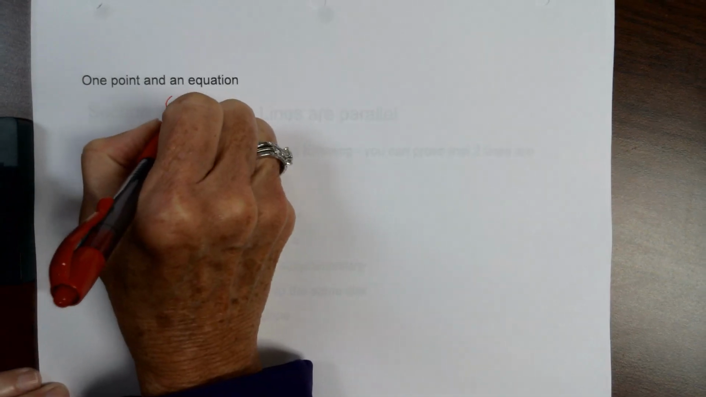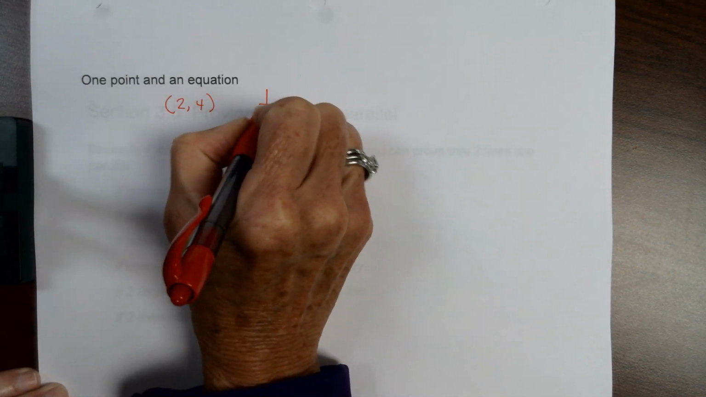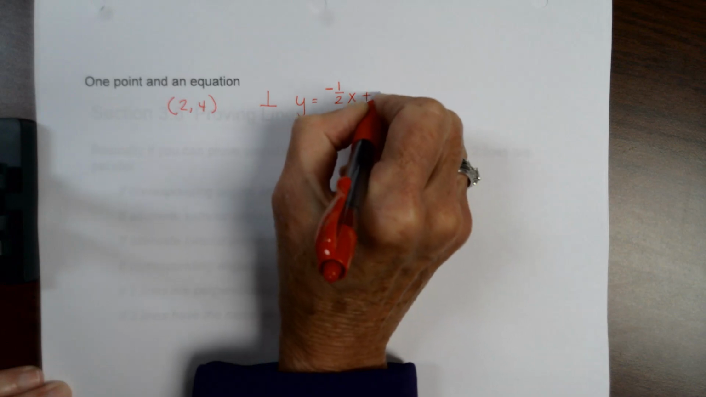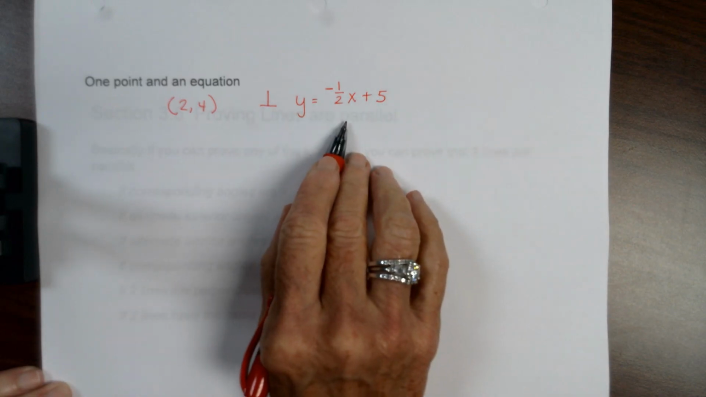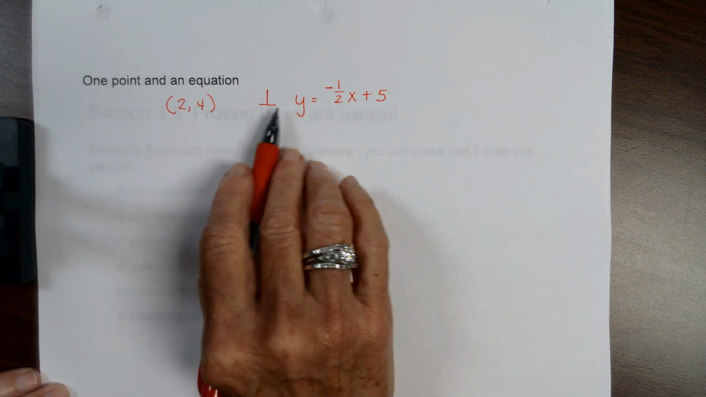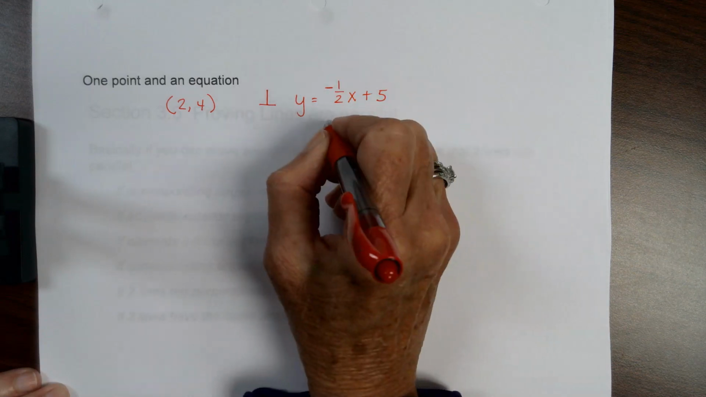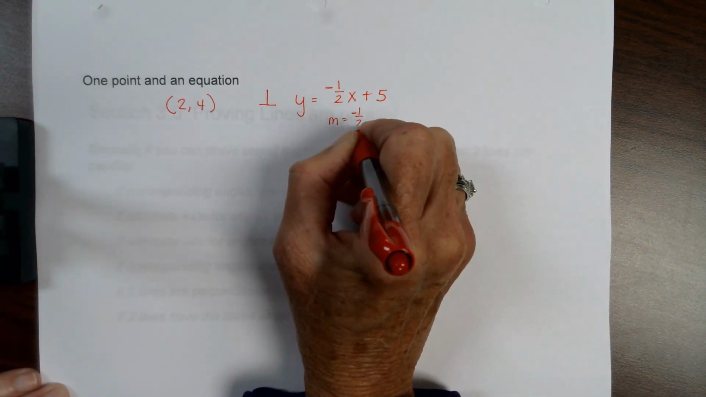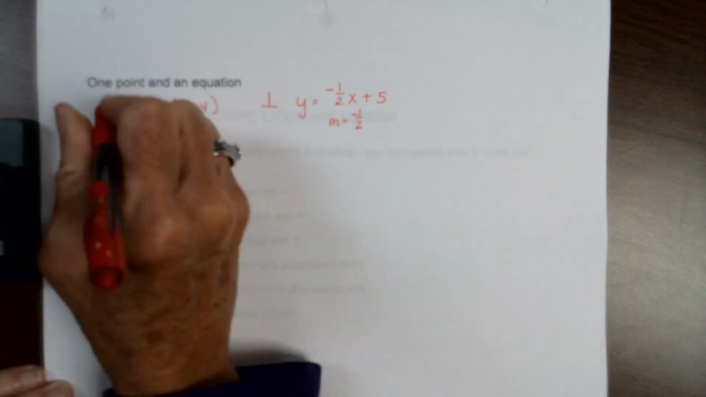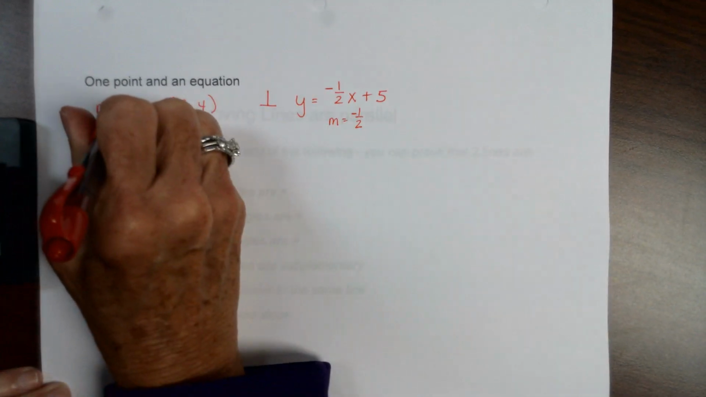You also might have a situation where they give you 1 point and they give you an equation. So let's say we want the equation of the line that goes through 2, 4 and is perpendicular to y is equal to negative 1/2 x plus 5. The only thing I'm using that for is to find the slope. And if it's perpendicular, it means I need to use the opposite reciprocal slope. The slope here is negative 1/2. So the slope I need, I'm going to flip it. So it's going to become 2 over 1 and take the opposite sign. So it's going to be 2.